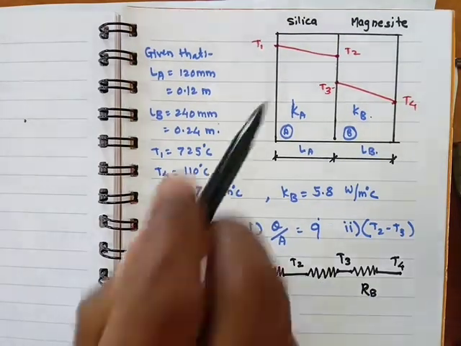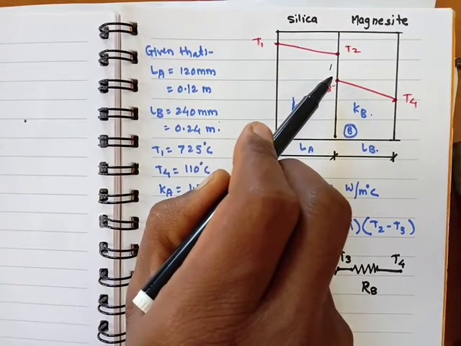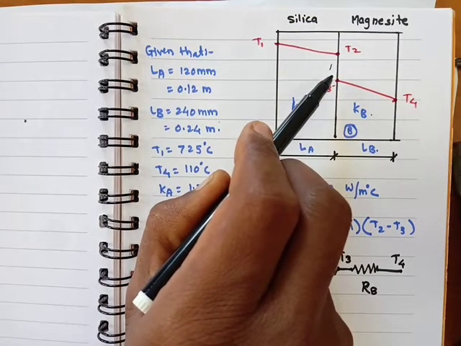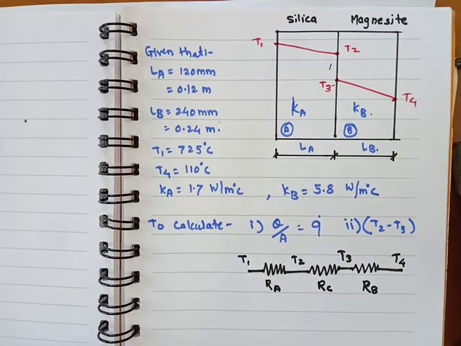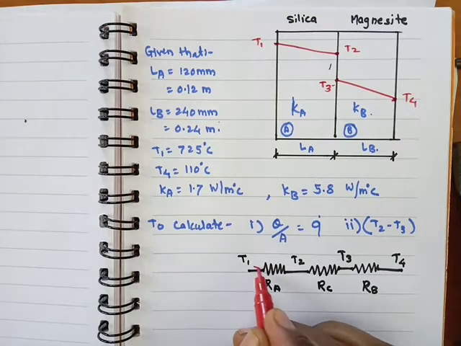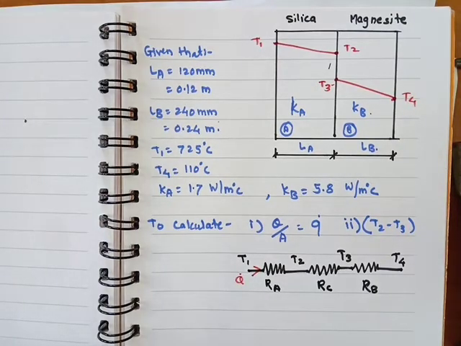And in between, at the interface, this temperature difference indicates there is a thermal contact resistance, and that's why we will indicate it as Rc. Rc is for thermal contact resistance. Okay, so heat transfer is from inside to the outside, so we will take it here as Q.